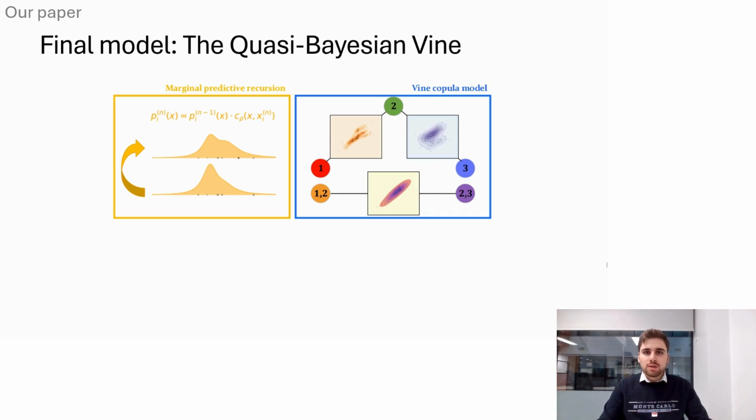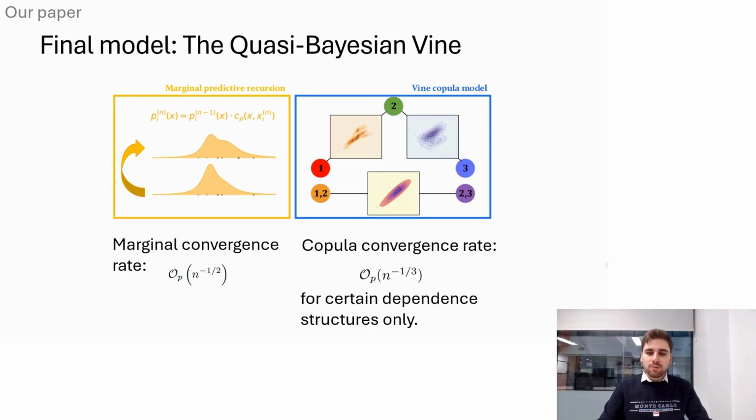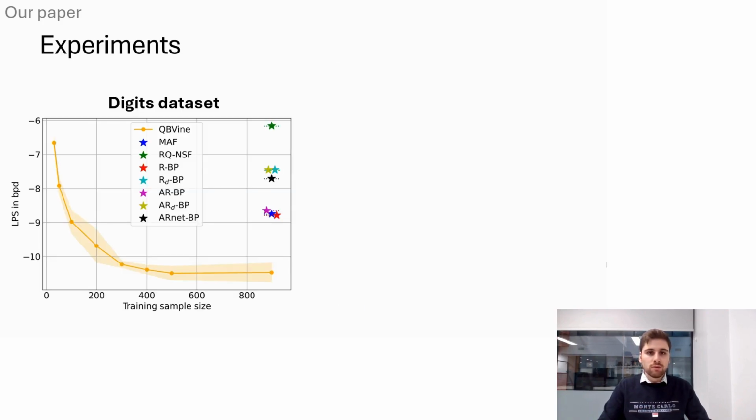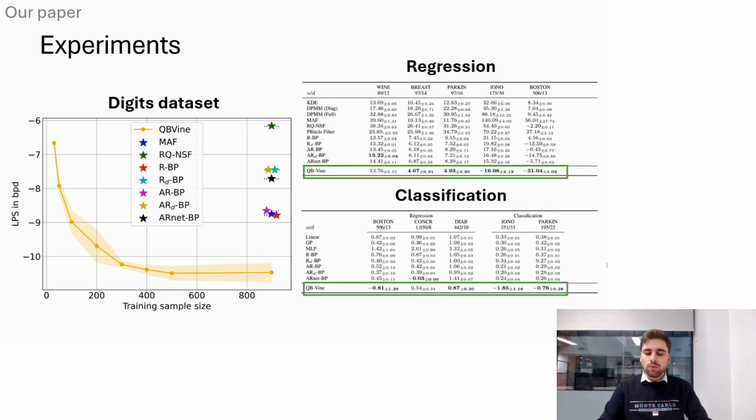Our final model is called the Quasi-Bayesian Vine, as it uses a quasi-Bayesian recursion for marginal models and a Vine copula model for the dependence. We derive convergence rates for each part, showing that under specific dependence structure assumptions, the copula convergence converges at a rate independent of the dimension. We confirm these findings in experiments by fitting a quasi-Bayesian vine on reduced amounts of data, outperforming competing models with as little as 100 training samples in 64 dimensions, and converging much faster to better values. We also show regression and classification tasks, achieving state-of-the-art performance on all but two datasets.